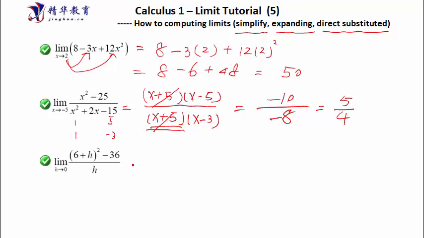There is also another way of doing this, by expanding. This one we cannot factor anymore. We only have h here, and h is going to be equal to 0. So we have a problem again with the denominator equal to 0. Then what do we do? We expand this. (6 plus h) squared is equal to 36 plus 12h plus h squared, minus 36, all over h. If you don't know how these become these three terms, check my polynomial expanding tutorials.